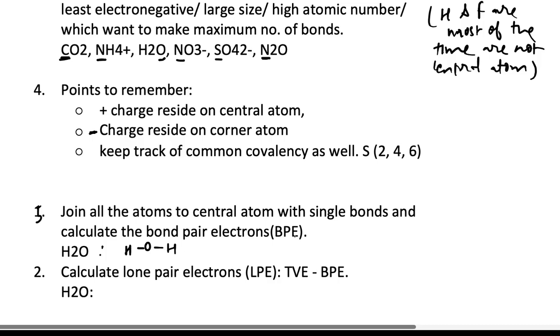Then we are going to calculate the bond pair electron, and the bond pair electron is whatever the number of single bonds is, multiplied by 2. So in this particular case, we have 2 single bonds, so the bond pair electron in this case would be 4.